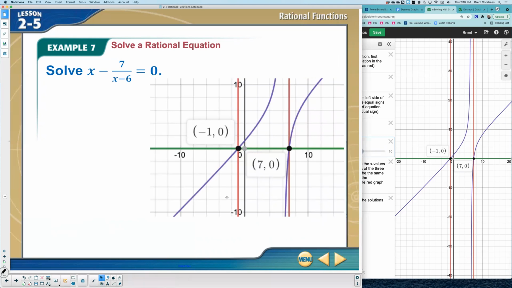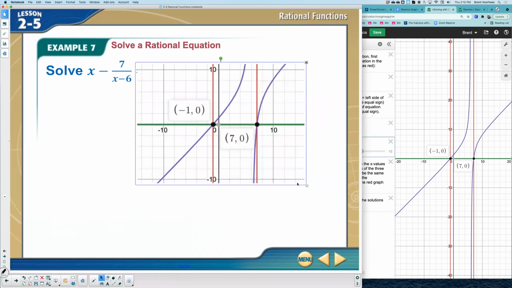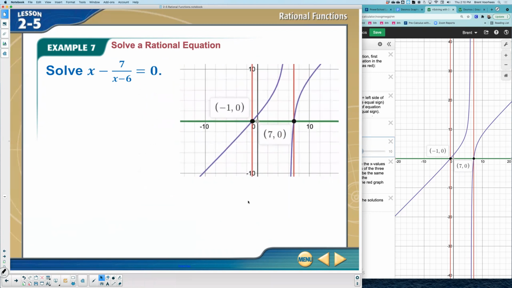Or by graphing, that's how you could come up with your values. If you wanted to do the algebra, what you would do, like I was saying, is multiply by the denominator. You need to multiply everything and distribute. So every piece of this problem would get multiplied by x minus 6, the denominator.